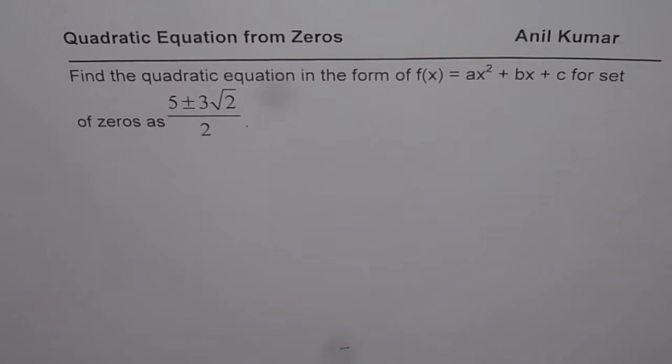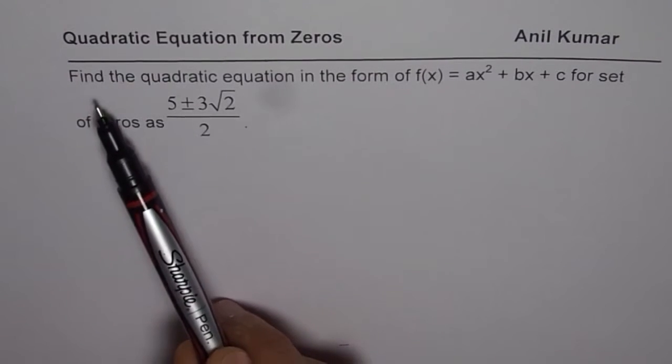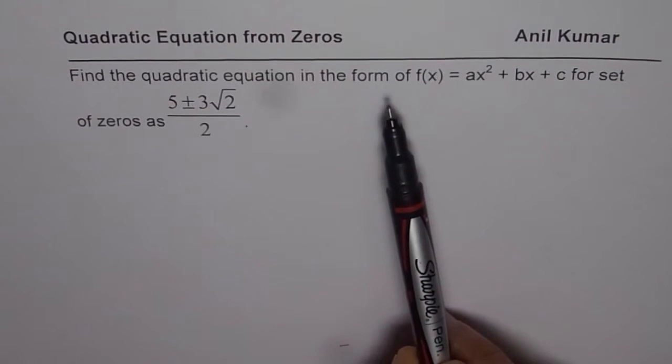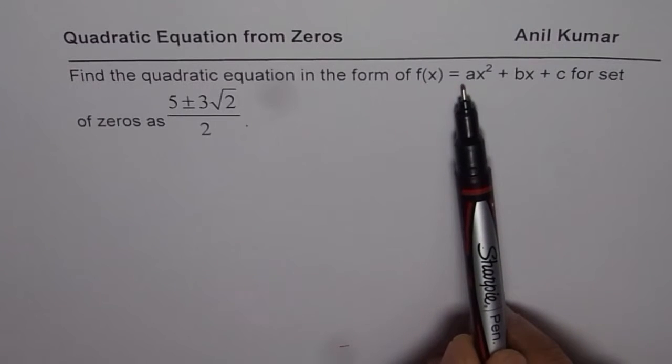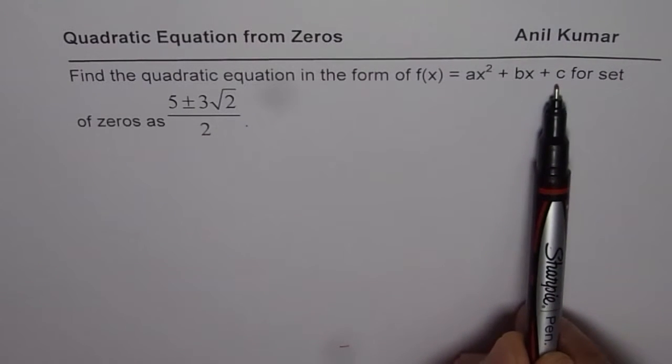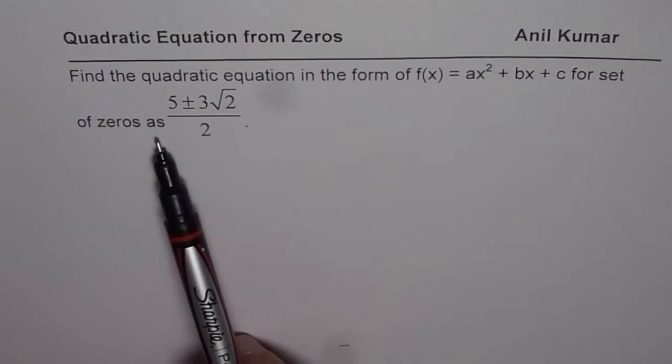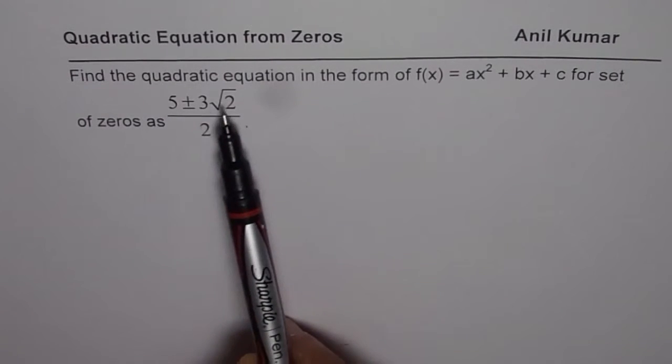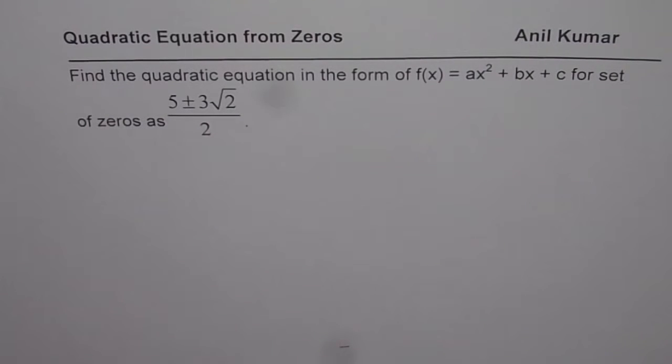I'm Anil Kumar, and in this video, let us learn how to write a quadratic equation in standard form from given zeros. The question here is, find the quadratic equation in the form of f of x equals ax squared plus bx plus c for the set of zeros 5 plus minus 3 square root 2, divided by 2.